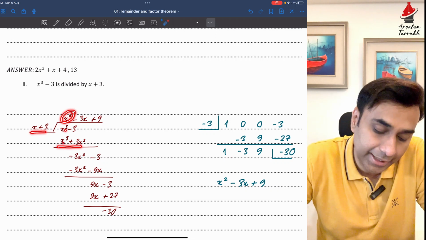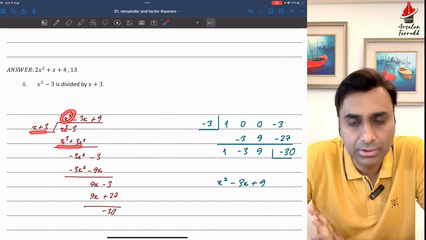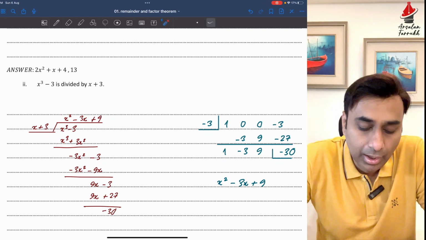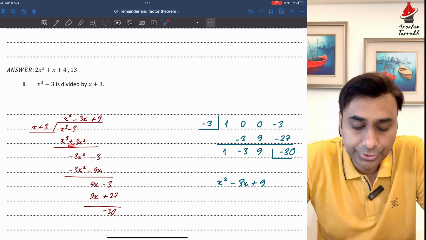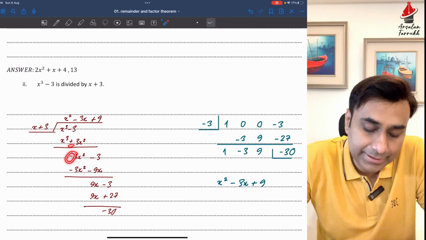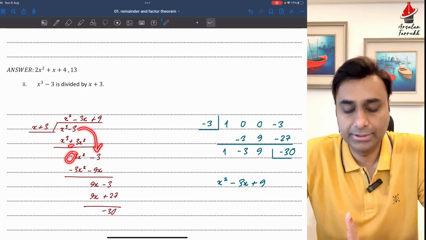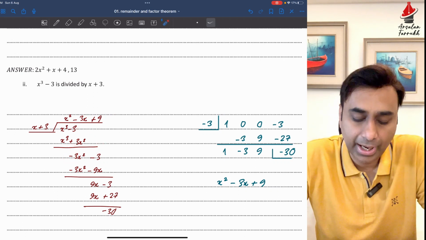Then I did subtraction. X cubed minus x cubed cancels out. First term would always cancel out. If it doesn't, that means you're doing something wrong. Now this is getting subtracted, so it becomes minus 3x squared, and this minus 3 has nothing subtracted from it, so it's being copied as it is.